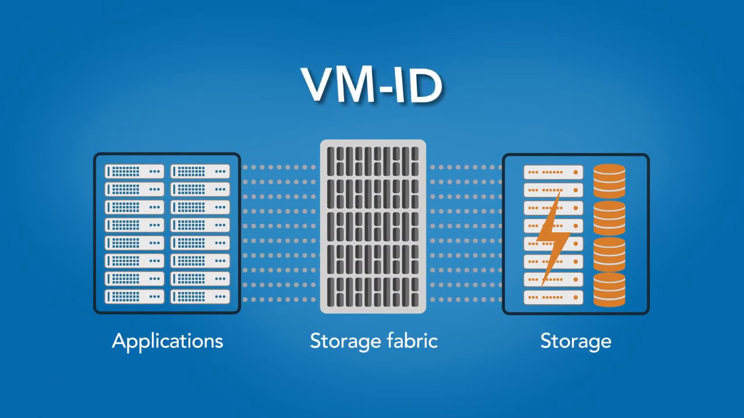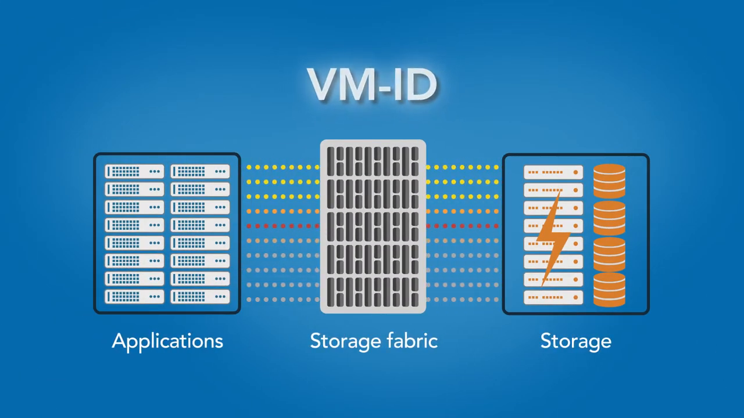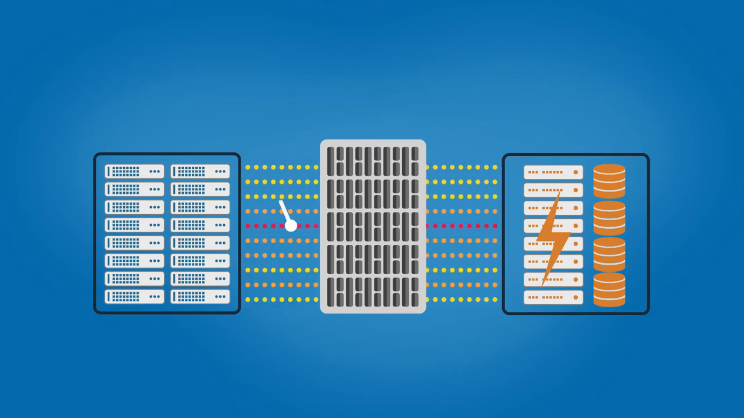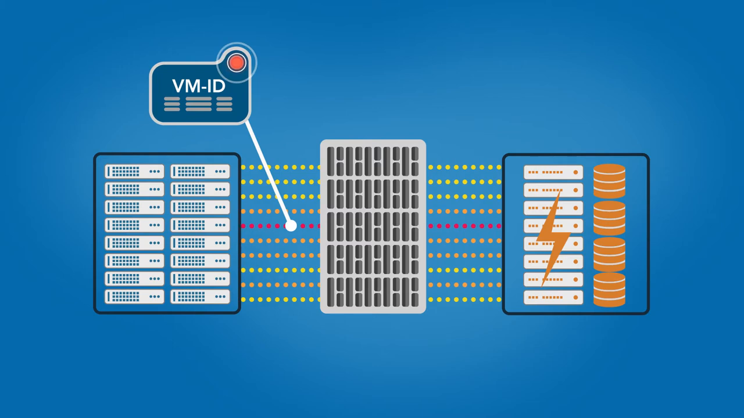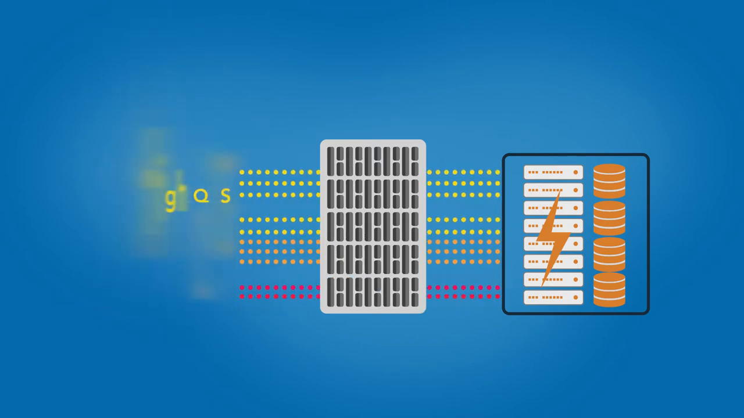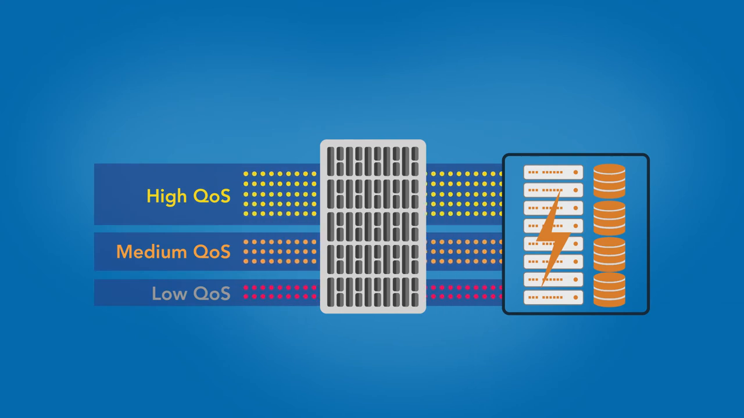Cavium's innovative standards-based VMIDs enable end-to-end performance monitoring of VM traffic flows. Right down to a single misbehaving VM, VMID speeds up troubleshooting and simplifies management tasks like QoS.